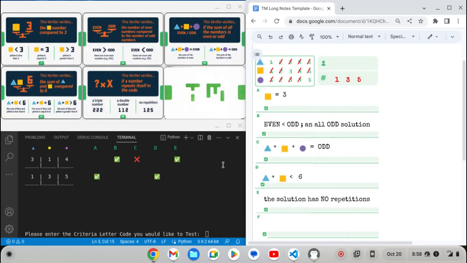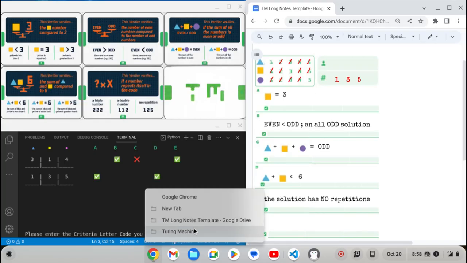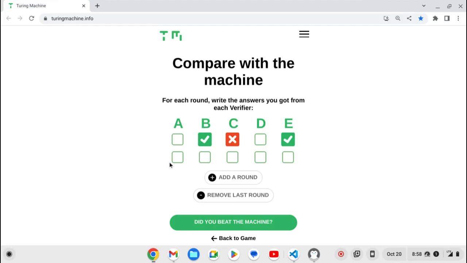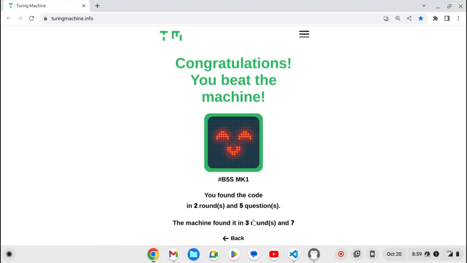We did do B, C, E in the first round, and then obviously A, D, the remaining 2 in the second round. And C was the only incorrect out of all the Turing tests. So let's type that up, B, C, E. So B was correct, C was incorrect, E was correct, and the remaining 2, A and D, in the second round were both correct. Okay, wow, so we beat the Turing machine by 2 questions.